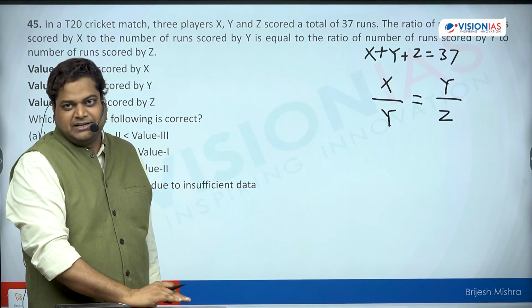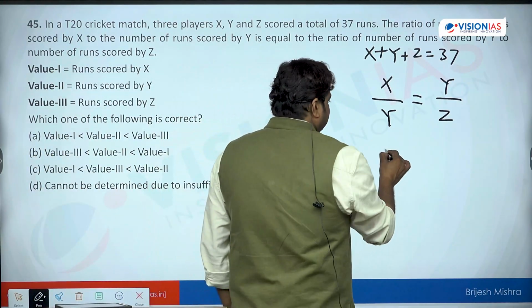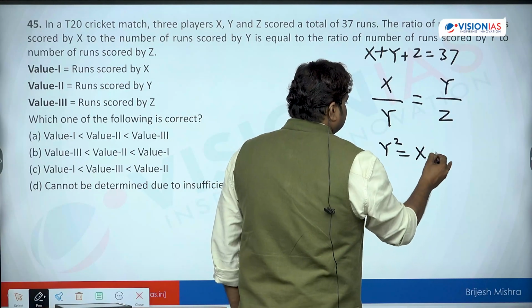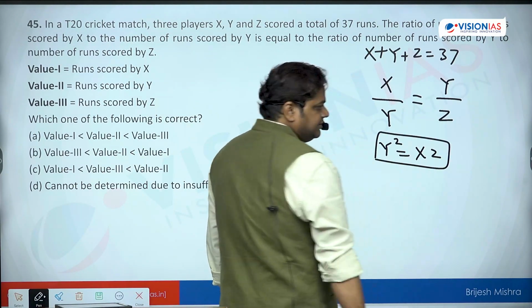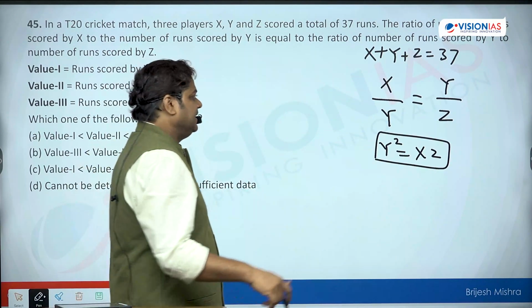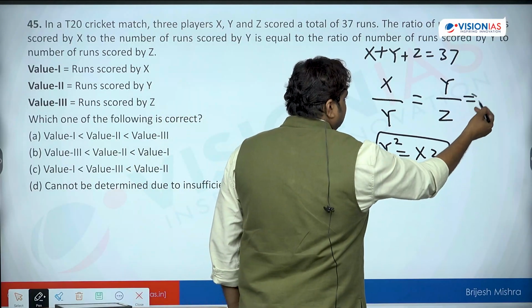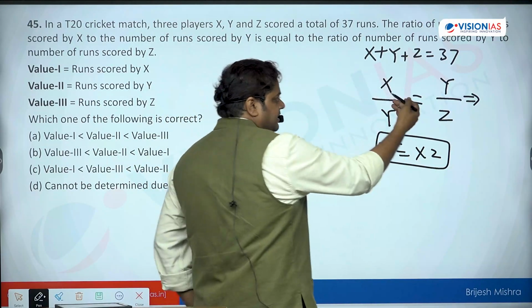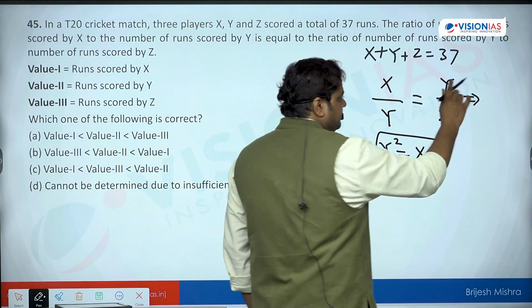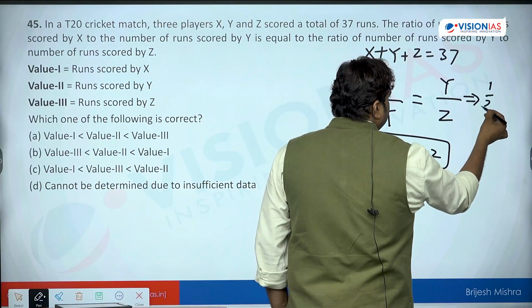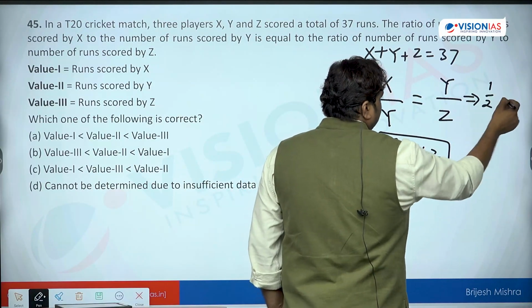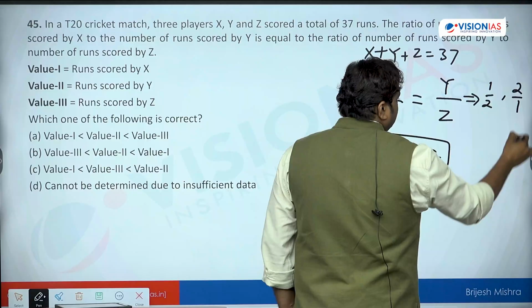X by Y is equal to Y by Z. That means Y square is equal to XZ. This is the relation we are getting. And X by Y is equal to Y by Z. If I take the value of X, just for the ratio we are taking, it can be 1 by 2, or it can be 2 by 1 also.